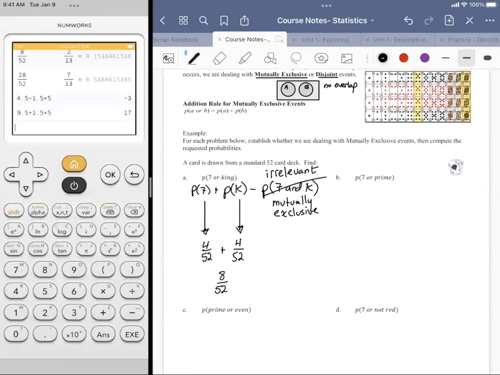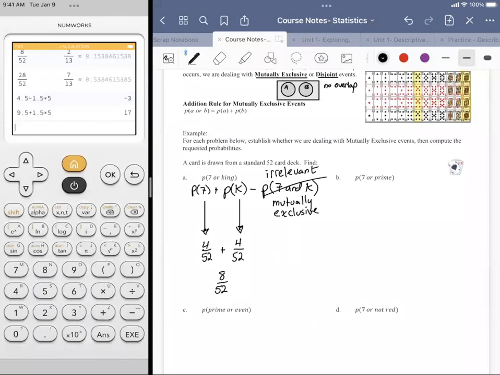Now, if you have the sample space written out or drawn out, it might just be a matter of going through and counting the different outcomes that you're looking for. I'm looking for the 7s and the kings. So I'd look through and say, okay, where are my 7s? There's 4 of those. Where are my kings? There's 4 of those. It's a total of 8 cards. I'll win if I get any of those cards. So that's really all there is to it.